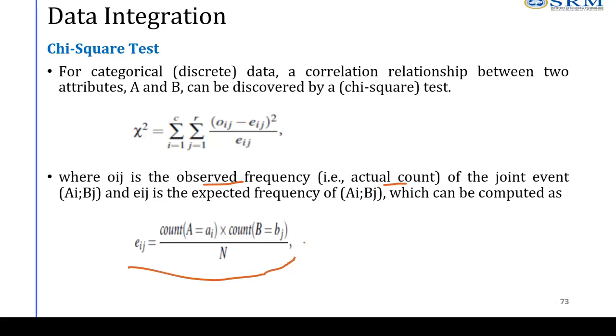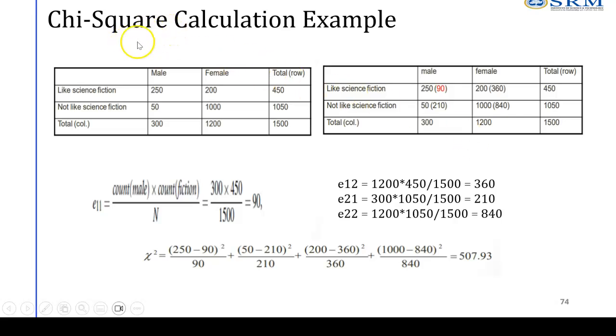You might feel the formula is confusing. Don't worry, you will understand what the observed frequency and expected frequency are, because we are going to look into a problem here so that you will easily understand. So, the chi-square calculation example. Let us take an example with a category of male and a category of female, and for each, those who like science fiction and those who don't like science fiction, along with the row totals and the column totals.